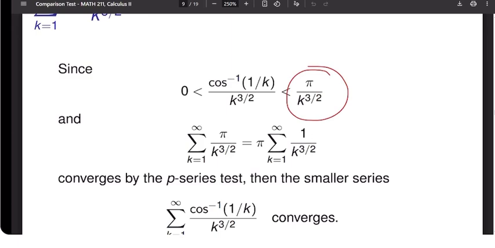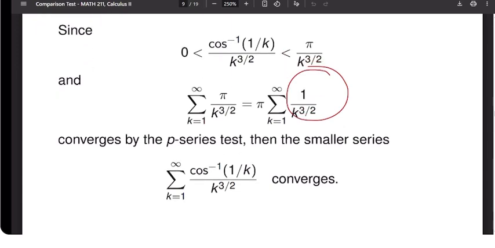Does that make sense? In a P series where I have 1 over k raised to power P, when P is greater than 1, then we say it converges. When P is less than or equal to 1, it diverges. Now, look at 3 over 2. 3 over 2 is greater than 1. Therefore, it converges. So when this guy converges, my conclusion is that the complicated sequence converges. Done.